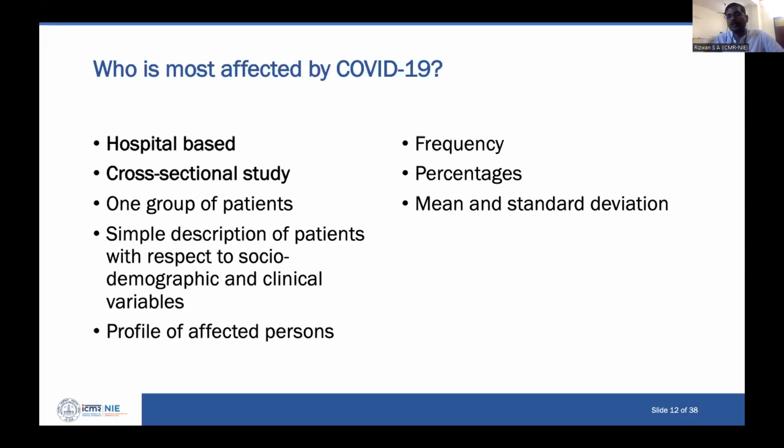For example, most of the COVID-affected persons were 60 and above. Majority of the COVID-affected persons were males. Majority of the COVID-affected persons were coming from the urban population or from urban residents. And the results of these cross-sectional studies will be described in either frequency or percentages, mean and standard deviation. So these will be the outcomes of a cross-sectional study.